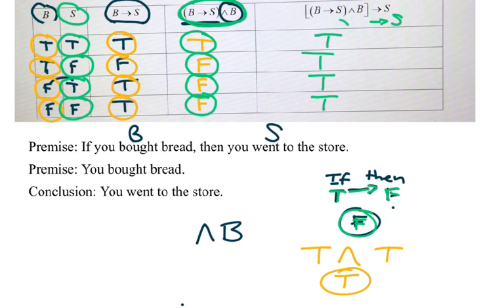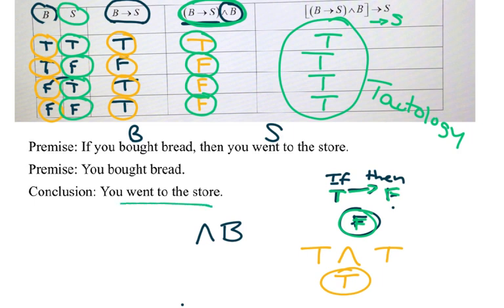So we ended up with a whole line of T, which is called a tautology. And when we have a tautology in these truth tables, this conclusion right here is valid, which you may have already suspected from those two premises and the conclusion. If you bought bread, then you went to the store. Well, you bought bread. Well, that means you probably went to the store. But checking with the truth tables is the best way to figure out whether this situation is true in all of the possible cases.